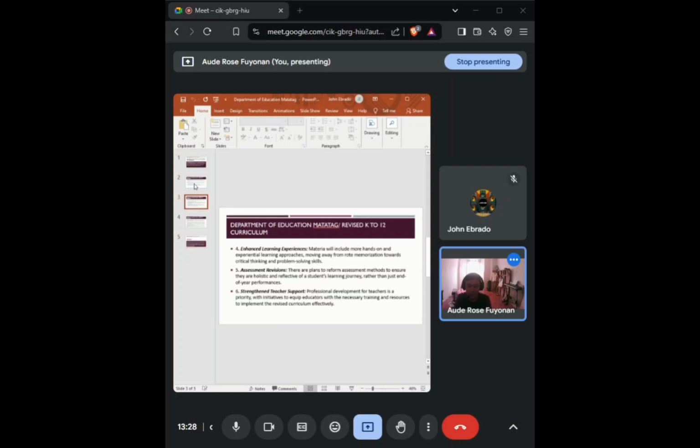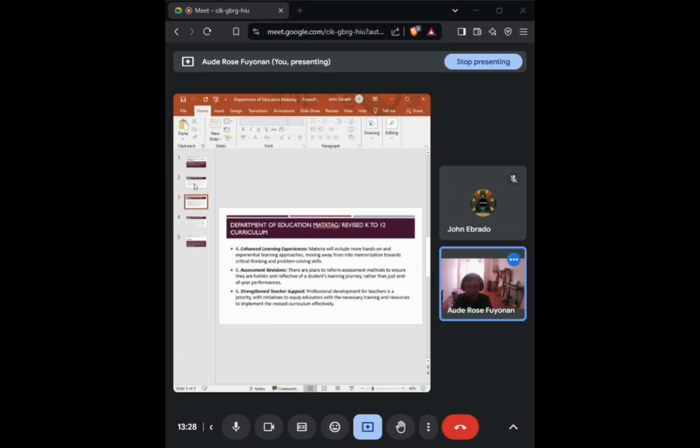So of course, in every institution or any field, there is always an assessment. So assessment is evolving. There are methods to ensure that there is always learning in that position or in that state. So again, they are holistic and reflective of the student's learning journey. So rather than just the end-year performances, it should be a reflection of what they have understood, or of how they carry themselves. And that's the assessment revisions.